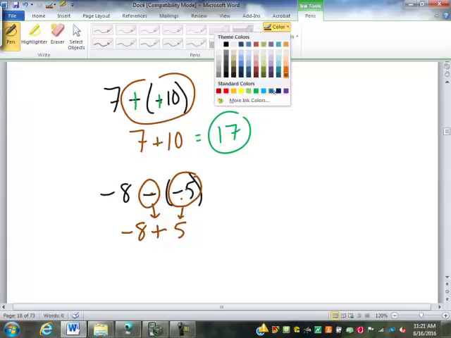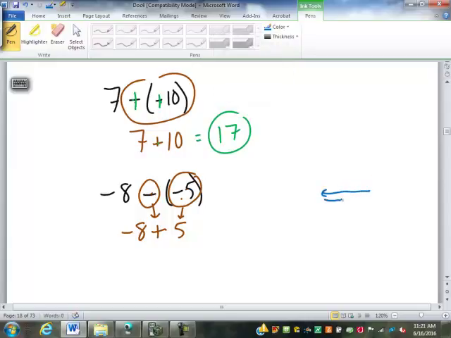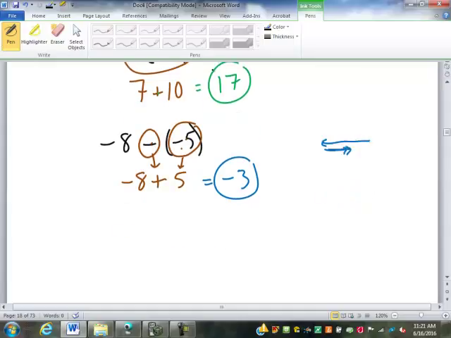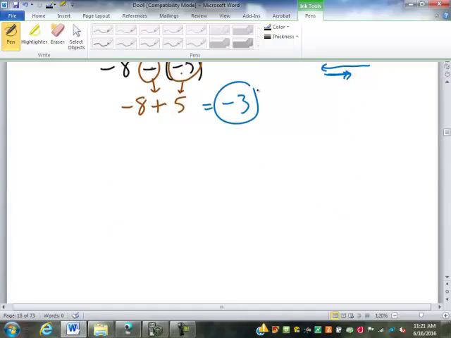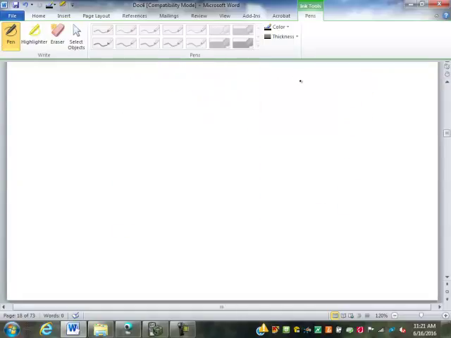So negative 8 plus 5, that answer is going to be what? Negative 3. We'll go over that again more as we hit them again, but that said, that subtraction is really the one that stumps people.